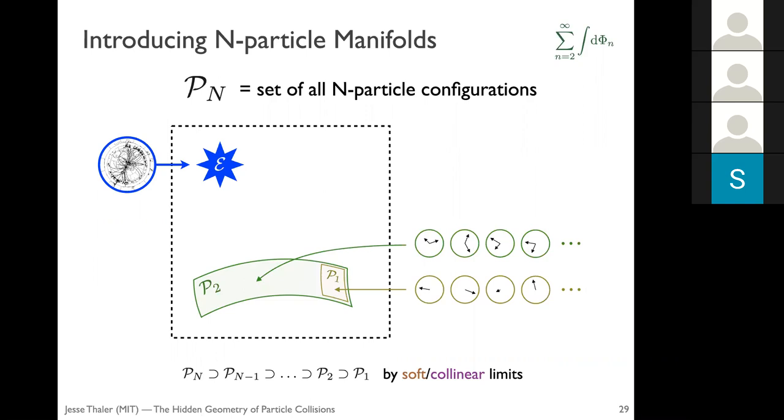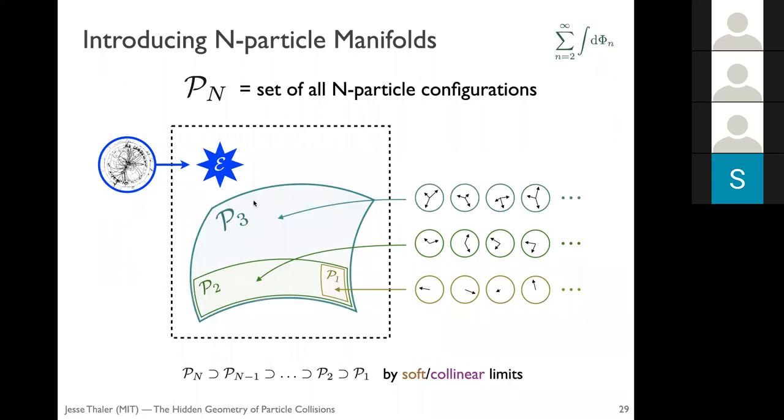Or I can consider all possible two-particle configurations. What's kind of interesting, and I'll emphasize this a little bit more, is that when two particles become soft or collinear, you actually revert down to the one-particle manifold. So there's actually a nesting of these n-particle manifolds. Similarly, I can talk about a three-particle manifold. And this collision from Aleph obviously doesn't live on the one-particle, two-particle, or three-particle manifold. It lives in a higher dimensional manifold. But you can imagine using these manifolds to approximate events by how close they are to these lower dimensional manifolds, and we'll see an example of that in a moment.